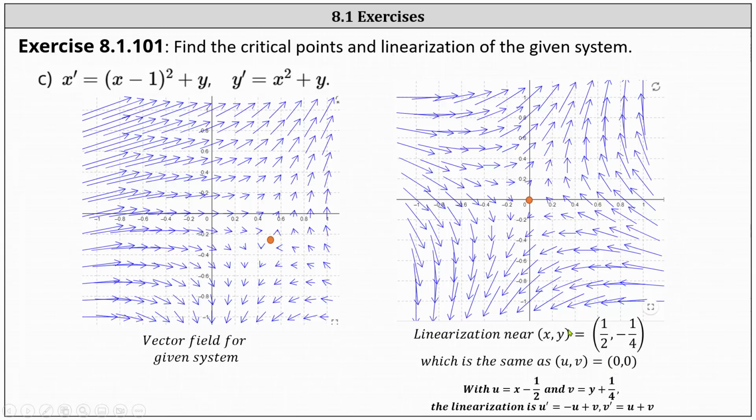When performing the linearization, recall the coordinate system uses u and v, not x and y, which is why when performing linearization, the critical point will always appear at the point 0 comma 0. Analyzing both the original slope field and the slope field of the linearization, notice how the linearization is a good approximation of the original slope field near the critical point.